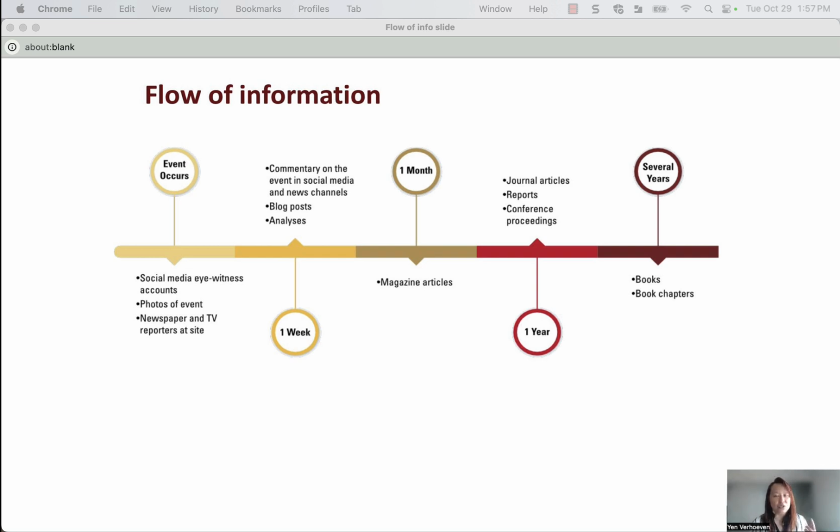You're going to get a flow of information question in a minute. We've talked about this with primary and secondary sources. It's a timeline. When the event first occurs, almost all of these are primary sources of information. Within a week later, you're still going to get some primary sources, but now you're going to get analysis. You're going to get people being interviewed on the news who are synthesizing some of the primary reports. A month later, magazine articles, bigger issues that are doing a bird's eye synthesis. About a year later are the journal articles, reports, and conference proceedings. Why? Because the peer review process takes a long time. And then several years later are when your books and book chapters will hit.